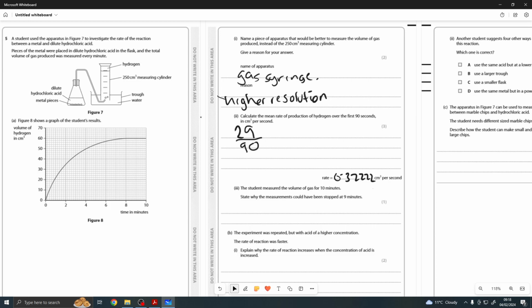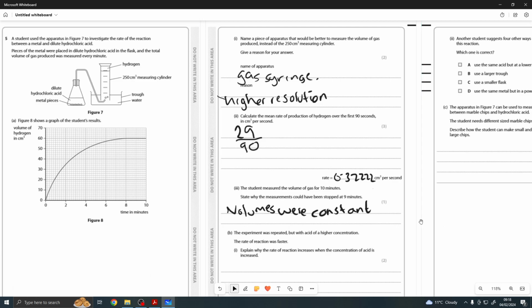okay? Now, 3, a student measured the volume of gas for 10 minutes. State why they could have stopped at 9 minutes. Well, let's have a look. Here's 9 minutes, here's 10 minutes. The line is horizontal. What does that mean, okay? The volumes were constant. That means, obviously, as we know, the reaction has stopped.